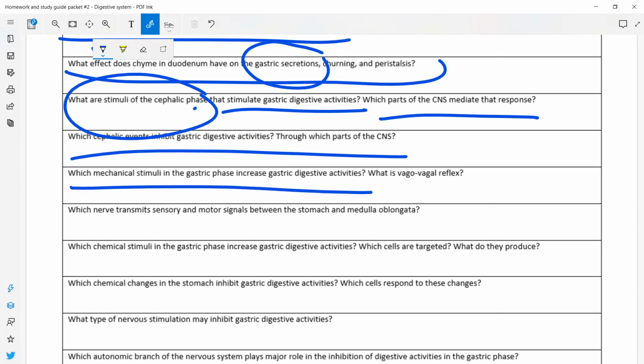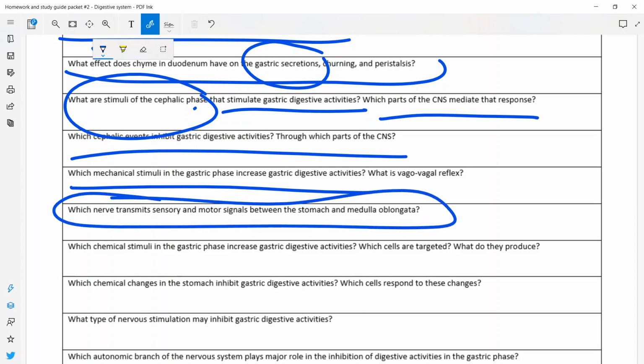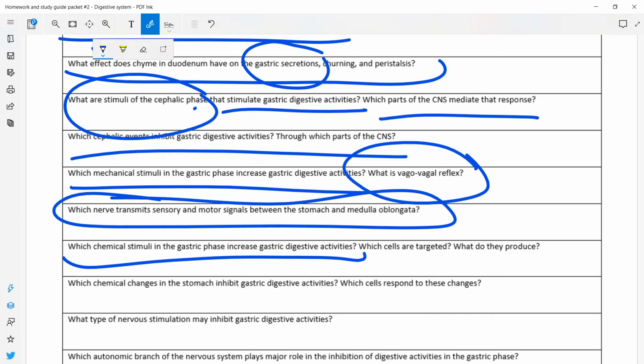So the vagus nerve transmits those sensory and motor signals between the stomach and medulla. This is called the vagovagal reflex. When food stretches the walls of the stomach, a signal goes to the medulla, and the medulla sends the signal back to increase mechanical digestion. Chemical stimuli: increased pH, pretty much the presence of food. Which cells are targeted? Eventually, parietal cells produce more hydrochloric acid. But step by step: increased pH, more gastrin, more hydrochloric acid.